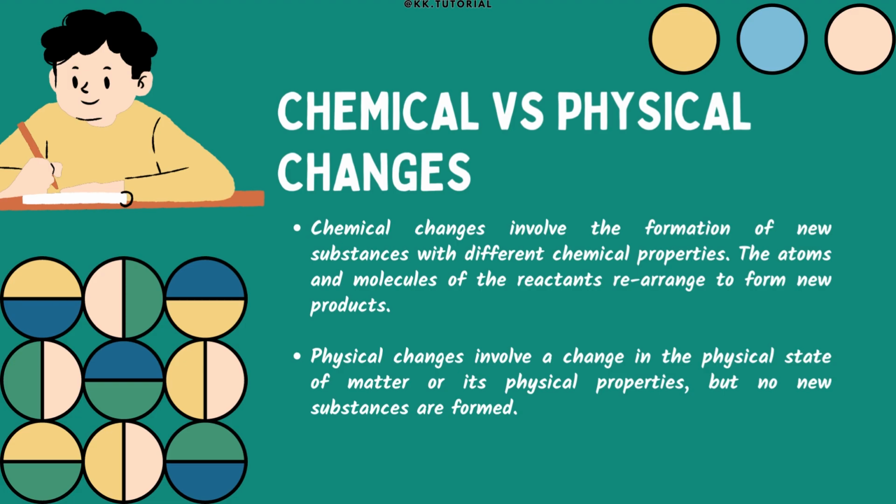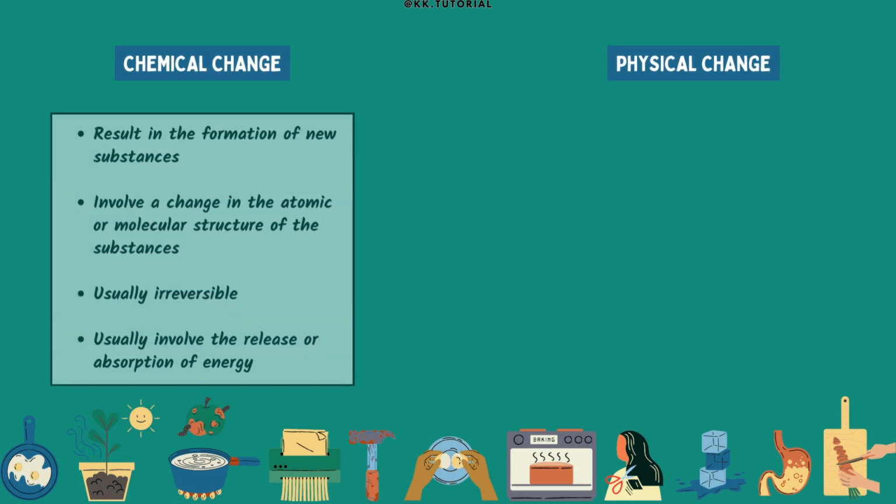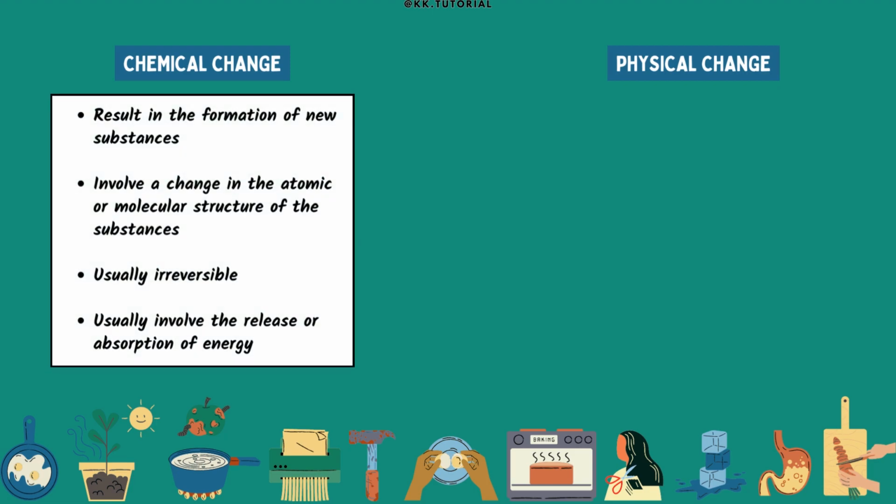Several changes are obvious, but there are some fundamental concepts to be aware of. Physical changes usually refer to changes in the physical state of stuff. When two or more molecules interact, chemical changes occur on a molecular level. Let's understand about chemical and physical changes in more detail. The chemical changes result in the formation of new substances. The chemical changes involve a change in the atomic or molecular structure of the substances. Chemical change is usually irreversible. It usually involves the release or absorption of energy.